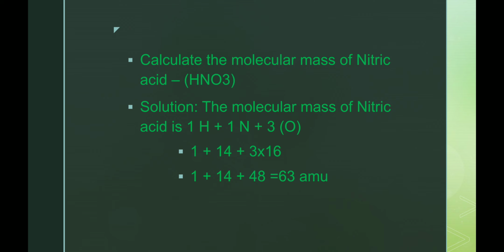So, one hydrogen atom, atomic mass is 1, plus one nitrogen atom, atomic mass is 14, plus 3 atoms of oxygen, 3 into 16, because 16 implies atomic mass of oxygen. Therefore, 1 plus 14 plus 48, whose sum makes 63 AMU. Therefore, we can say the molecular mass of nitric acid is 63 AMU.